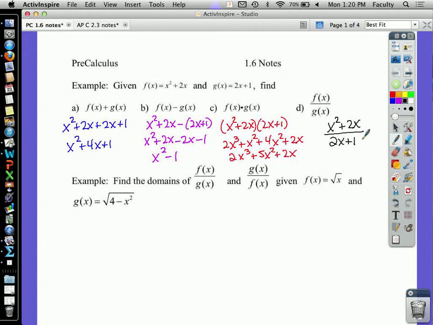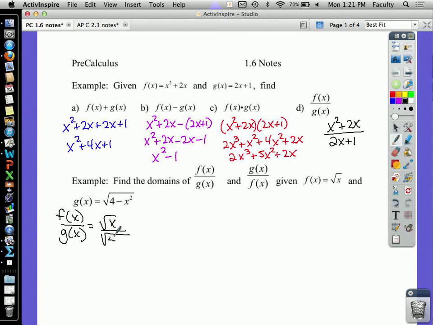Do you guys remember this from last year? Pretty easy. Good. All right, the next one. It says find the domains of f of x over g of x and g of x over f of x, if f of x is the square root of x and g of x is the square root of 4 minus x squared. So let's start with f of x divided by g of x.